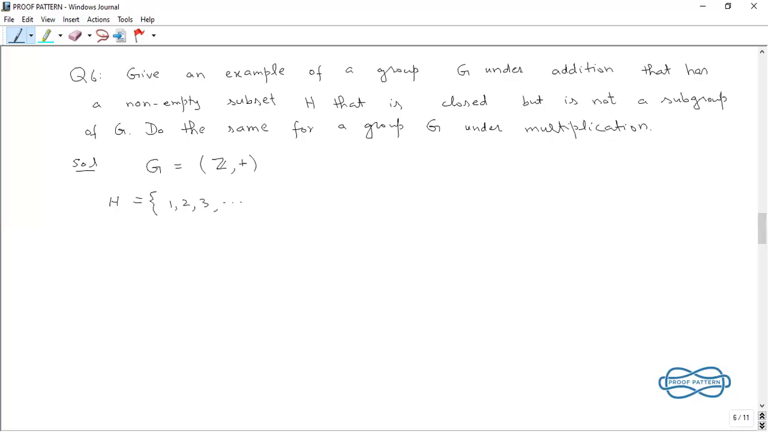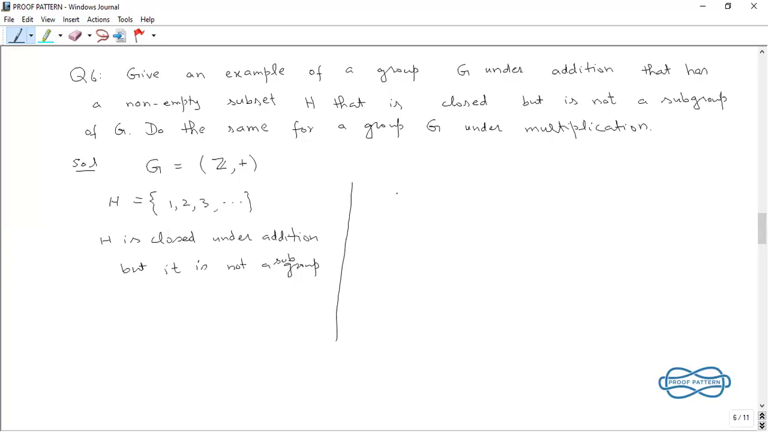We can clearly see that whenever we add two natural numbers, we will get again a natural number. H is closed under addition, but it is not a group because the identity does not belong to H, or the additive inverse of any element does not belong to H. So it is not a subgroup.